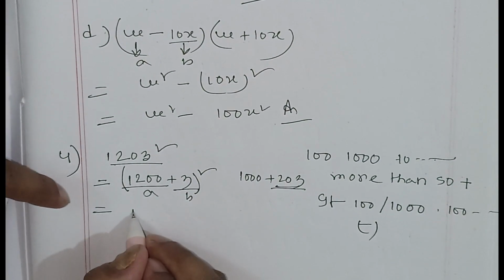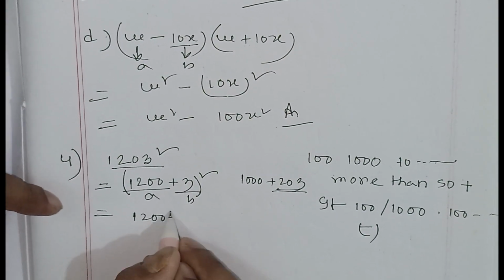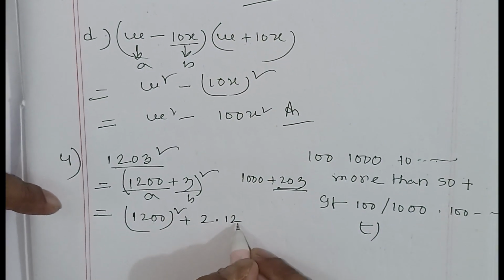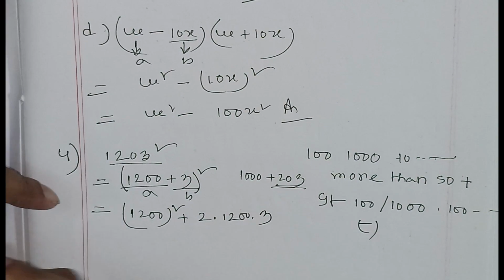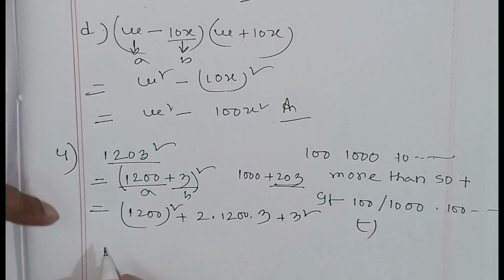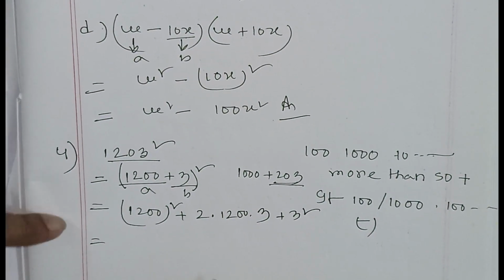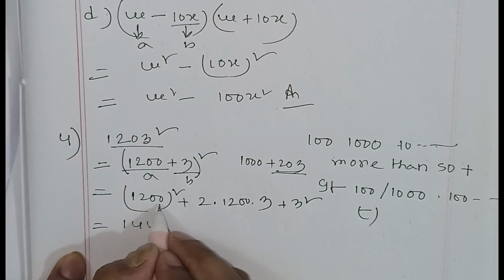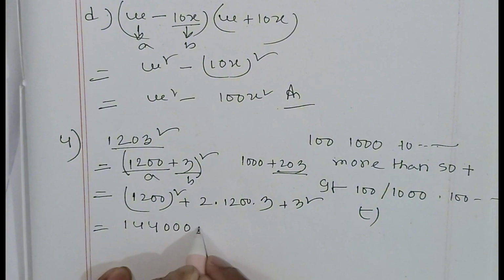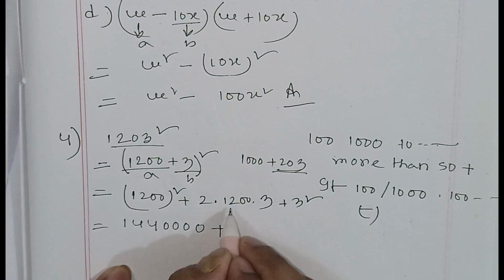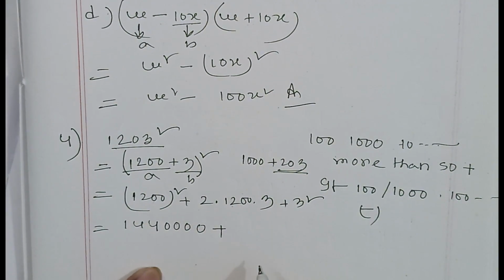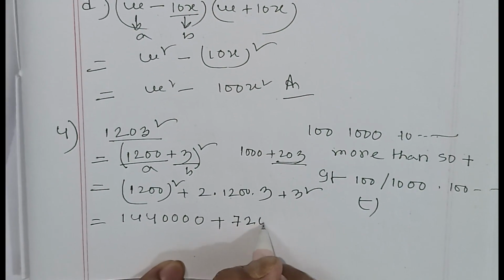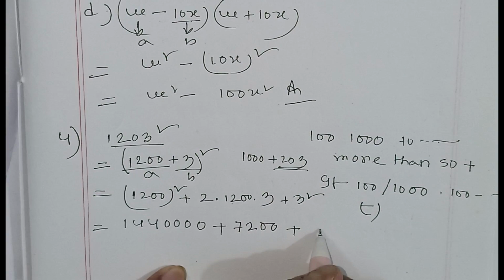Now the formula (a plus b) whole squared: we know the formula, a squared means 1200 whole squared, plus 2 times a which is 1200 and b which is 3, plus b squared which means 3 whole squared. Okay, now calculate. 12 whole squared means 144, and the 00 squared gives 0000. So 12 twos are 24, and 24 threes are 72, 7200, and 3 whole squared means 9.